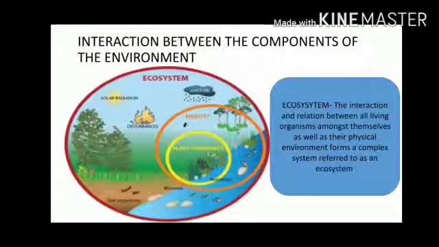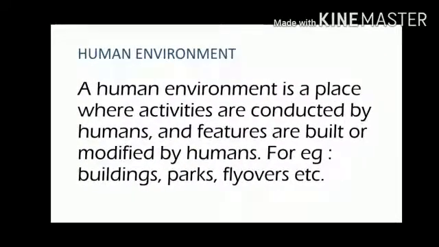The organisms found in any of these ecosystems would happily survive provided the conditions remain consistent and favorable. But a sad reality is that human beings are constantly changing these ecosystems for their betterment and making an environment as per their needs, which is called the human environment. So, the human environment is a place where activities are conducted by humans and features are built or modified by humans. For example, the buildings, parks, flyovers, etc., whatever you see around, are all human-made environment.